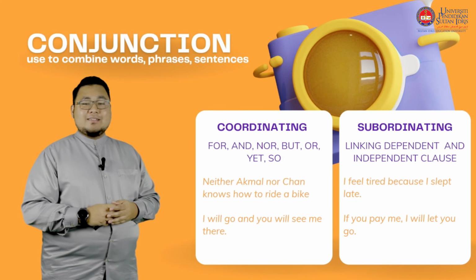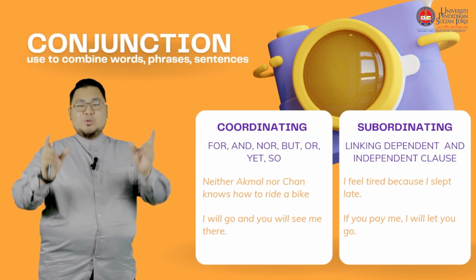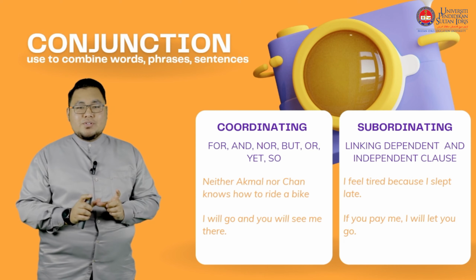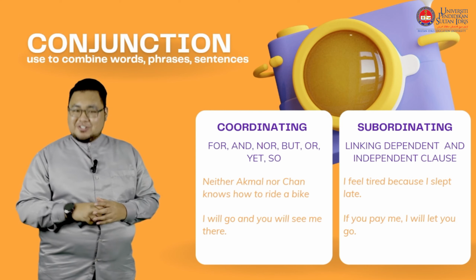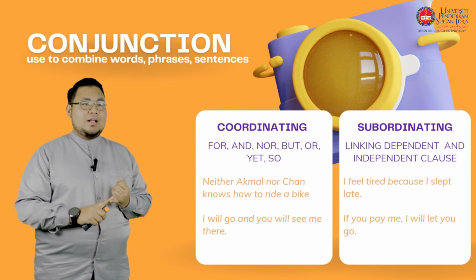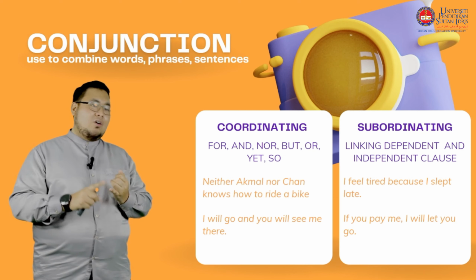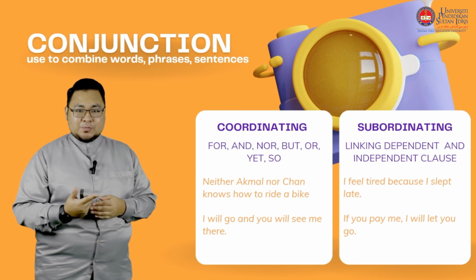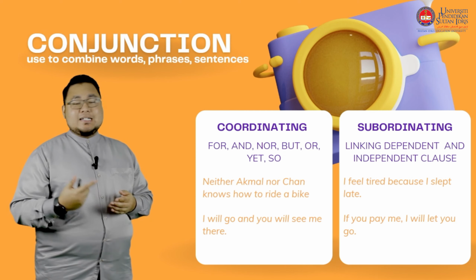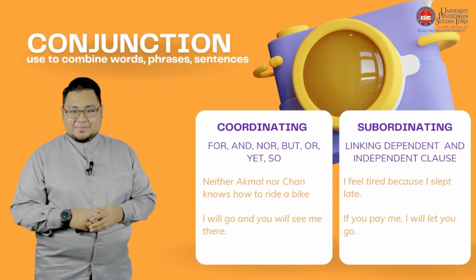Next, let's look at conjunction. Imagine you have two sentences. You want to combine them. What do you use? You use conjunction. There are two types of conjunction for you to remember. First is what we call coordinating conjunction. Remember FANBOYS: for, and, nor, but, or, yet, and so. For example, neither Akmal nor Chan knows how to ride a bike.